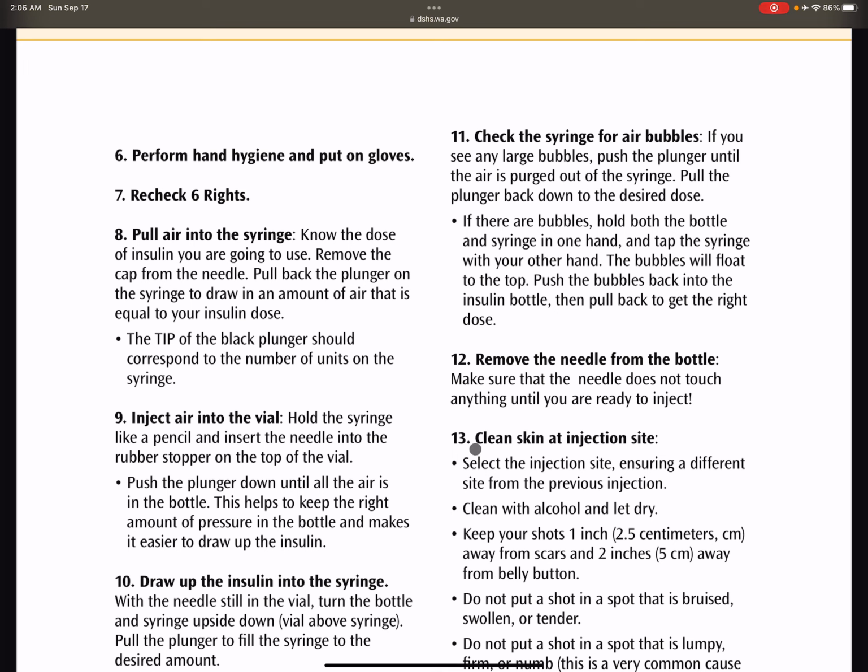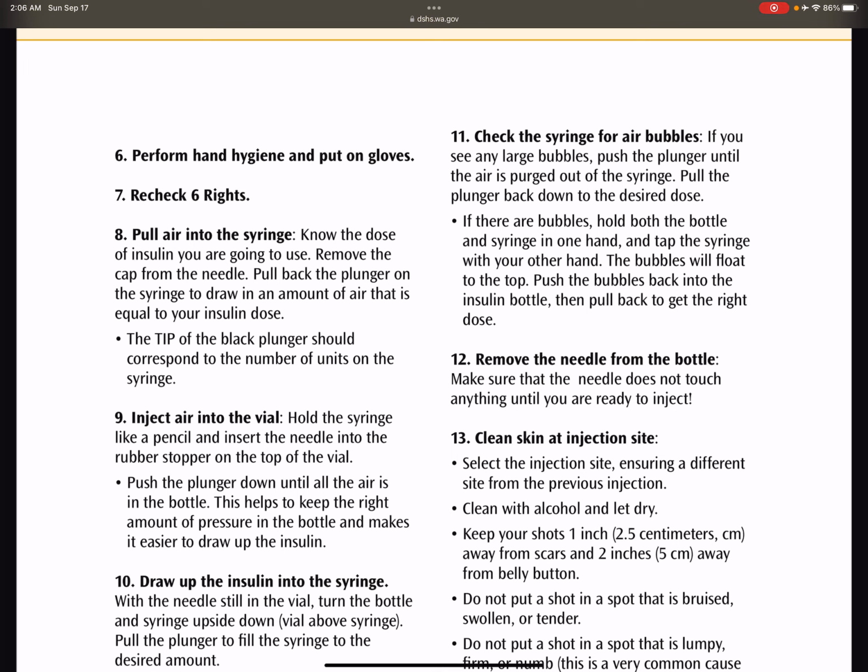And the 13th one is clean skin at the injection site. You have to select the injection site first, ensuring it is a different site from the previous injection. You need to rotate. Clean with alcohol and let it dry. Keep your shots 1 inch away from scars and 2 inches away from the belly button.